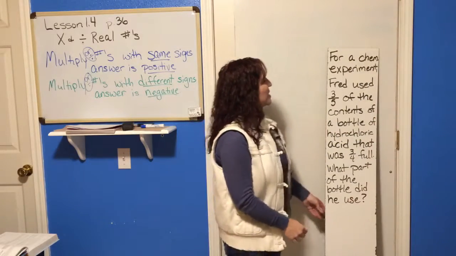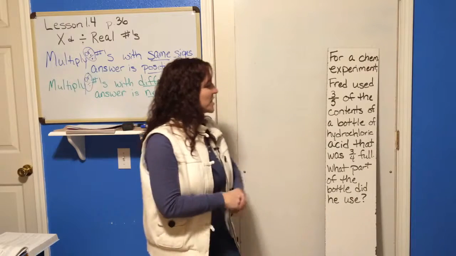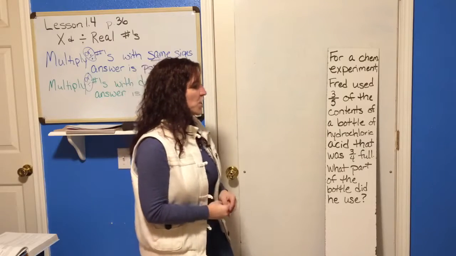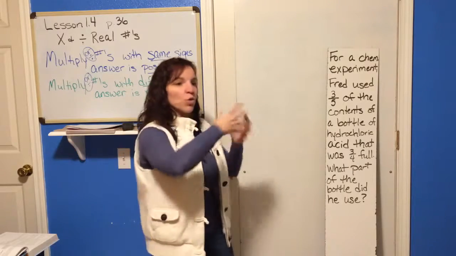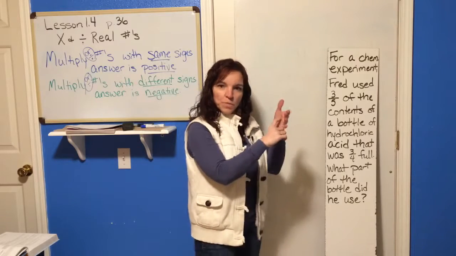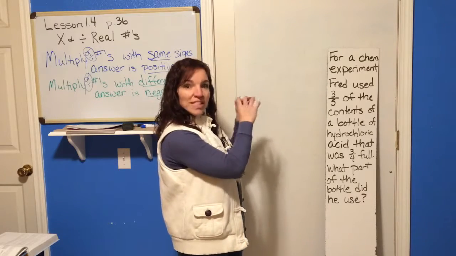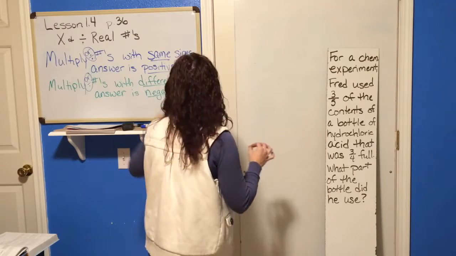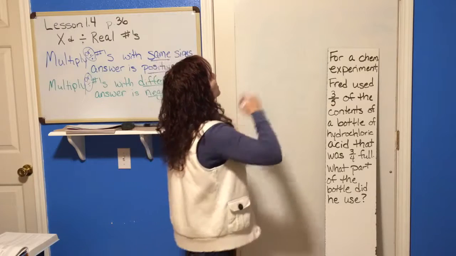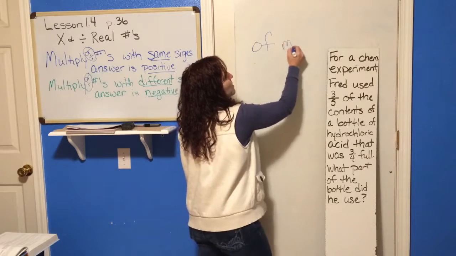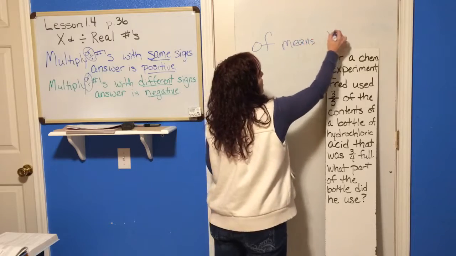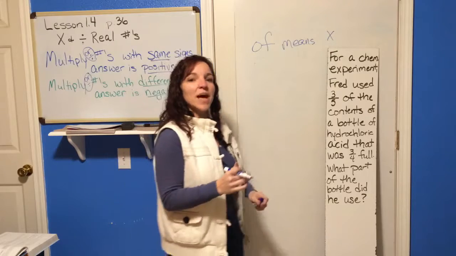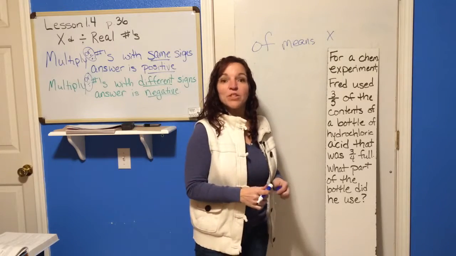For a chemistry experiment, Fred used 3/5 of the contents of a bottle of hydrochloric acid that was 3/4 full. What part of the bottle did he use? So he pulled out a bottle of hydrochloric acid and it was 3/4 full. Then he used 3/5 of what was left. And here's a little trick. Of means multiply. So put that somewhere in your memory bank. In a word problem, anytime it says something of something, that means you're going to multiply.